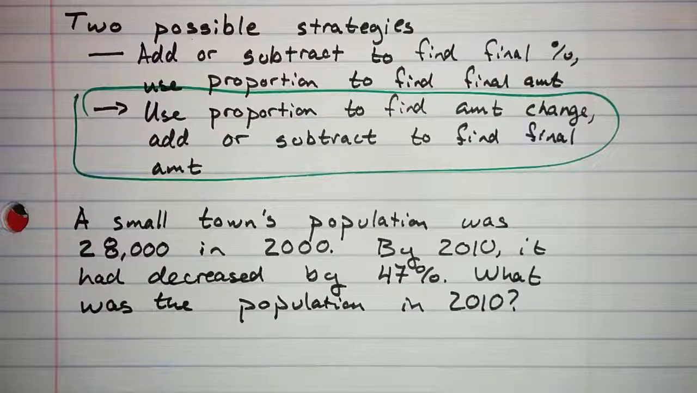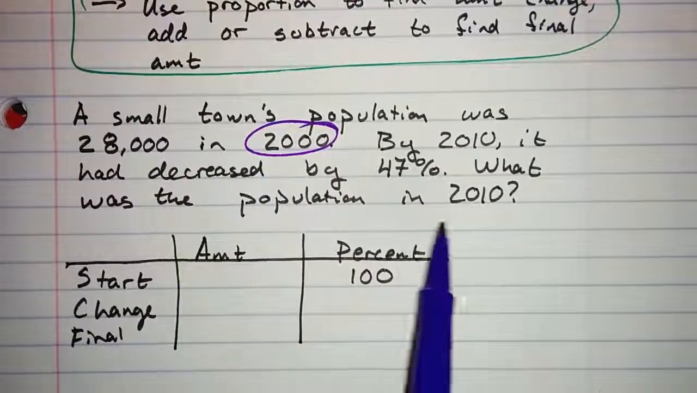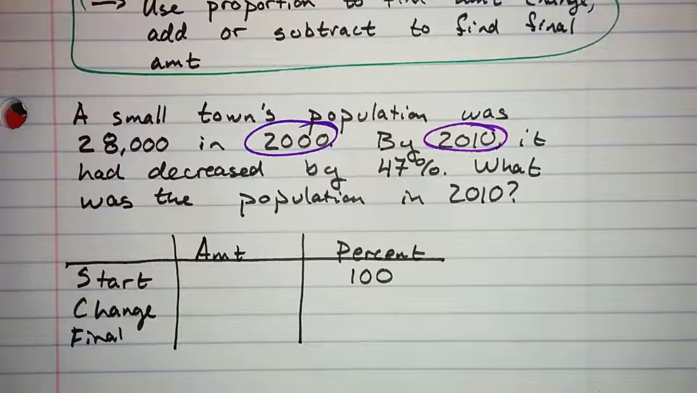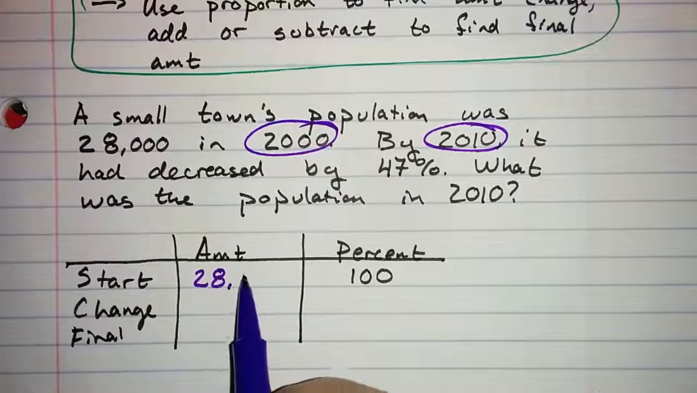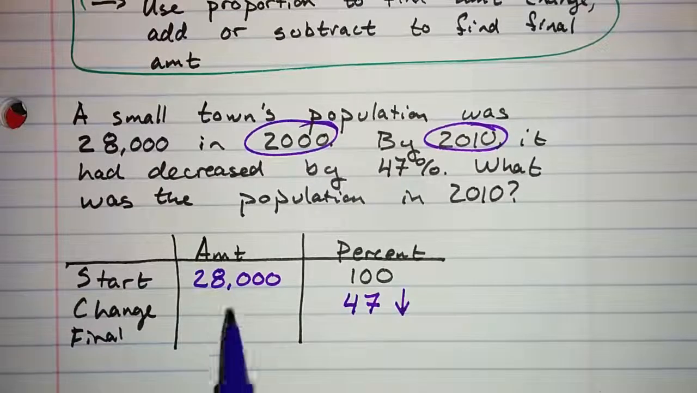Suppose a small town's population was 28,000 in the year 2000. By 2010, it had decreased by 47%. What was the population in 2010? Well, here we're interested in the years 2000 and 2010. So 2000 is where we start. 28,000 is our starting amount. The percent change is 47%, and it was a decrease. And what we want to know is the population in 2010. We want to know the final population.